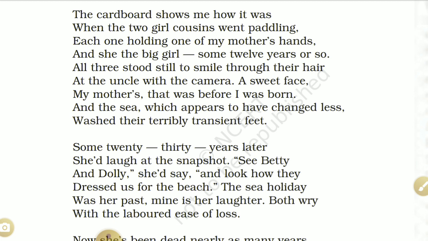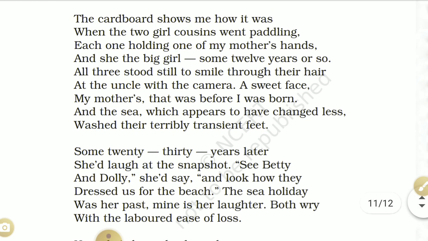This transient feet, this is a figure of speech, and it is called transferred epithet. Epithet means adjective. Transferred adjective. Here transient is describing human life, but transient is transferred before feet. So transient should have taken its place before human life, maybe before the poet's mother. But here the place of transient has been transferred before feet. So that's why this is called transferred epithet. So this is all about the first stanza.